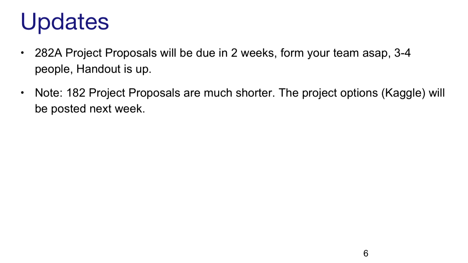The proposal is not much of a proposal because you're given one of the several projects. So we'll just want you to choose among the available choices and form a team. So that handout will be going out next week, and it'll be a shorter cycle for you to get going. Any questions about projects?